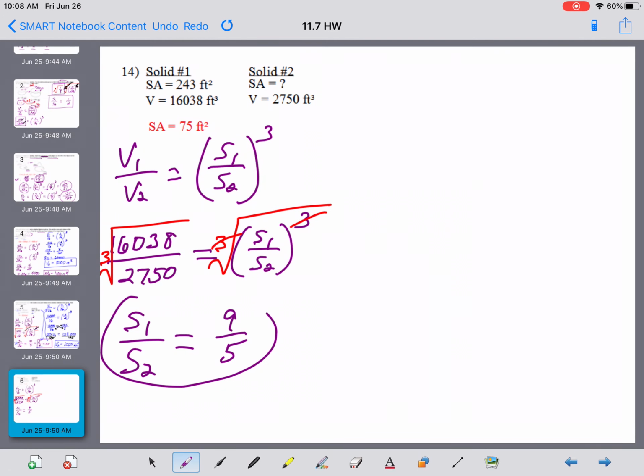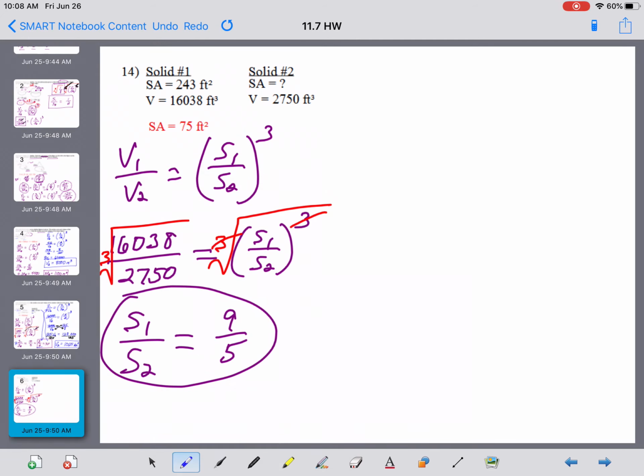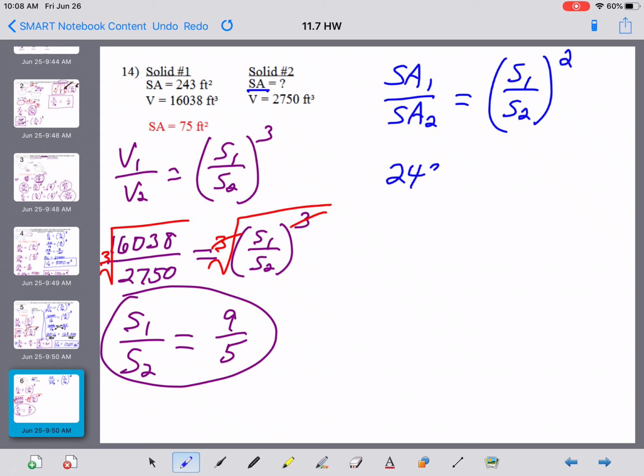Now, that's not the answer to this problem, but you need the scale factor in order to move on into the second part, where we're looking for information about surface area. So let's go with this formula. Surface area of 1 compared to surface area of 2 is equal to the ratio side 1 to side 2 squared. Surface area of the first figure, the larger one, is 243. We don't know the surface area of the second, so we'll just call that SA2. And that equals side 1 to side 2, which we found right here. Your scale factor is 9 to 5, and we need to square that.